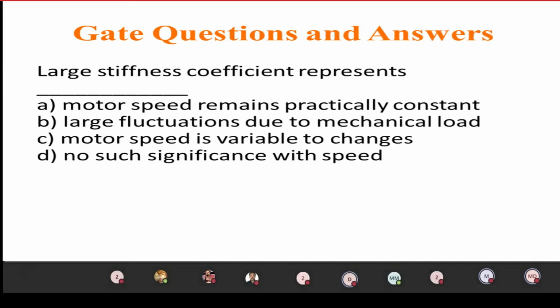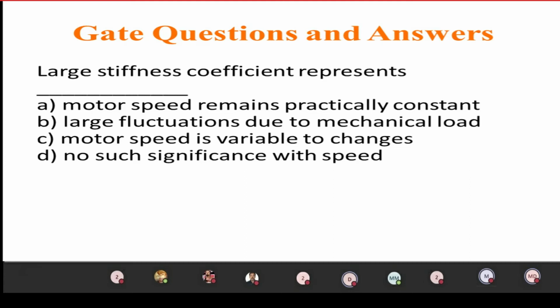Let me move to the next one. Large stiffness coefficient represents. Option A, motor speed remains particularly constant.